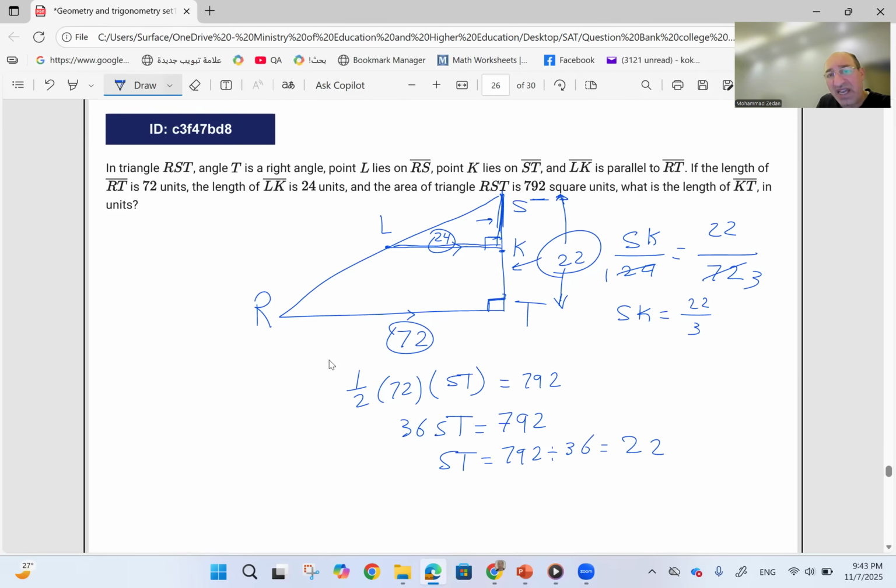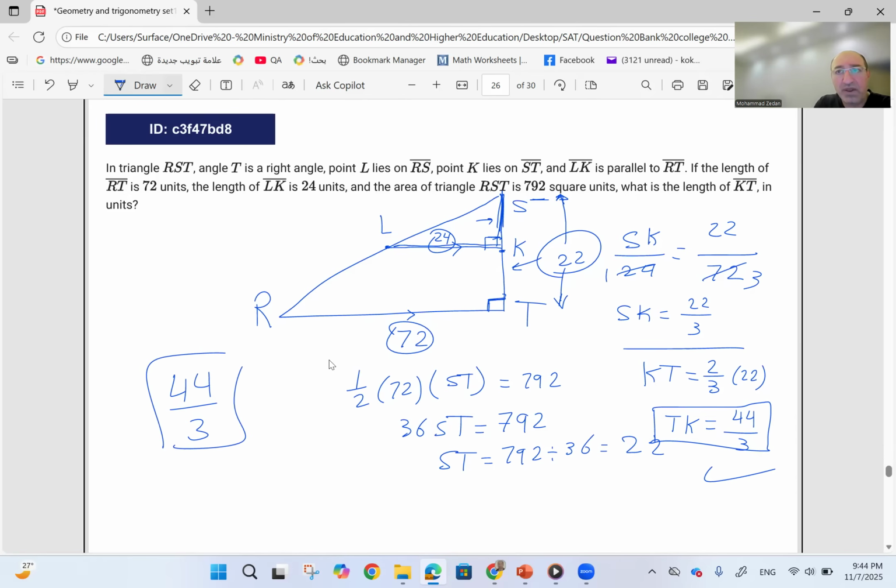So SK is 1/3 of the 22. So KT is actually 2/3 of the 22, which is 44 over 3. And this is the length of KT or TK. 44 over 3. This is the answer.